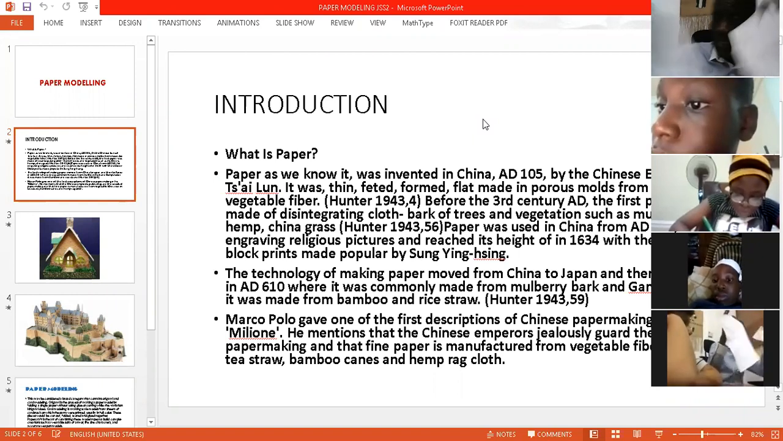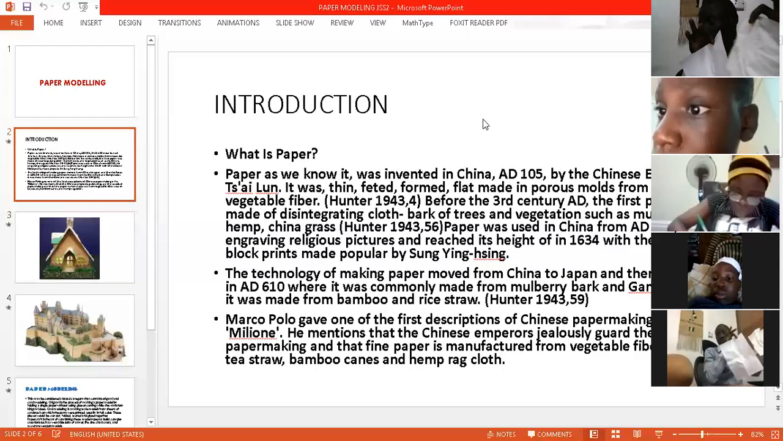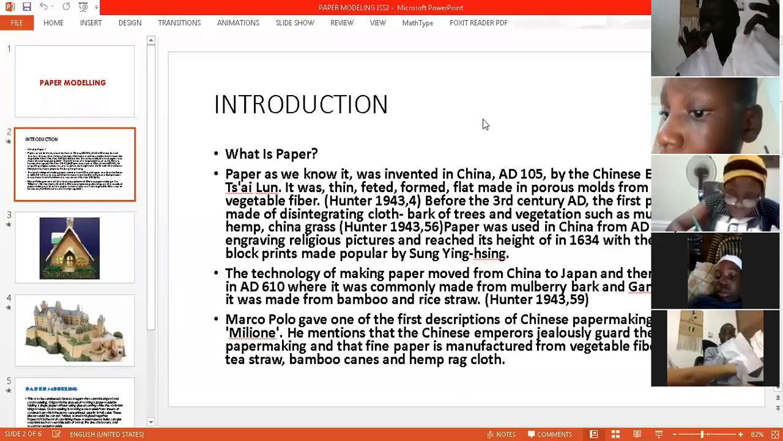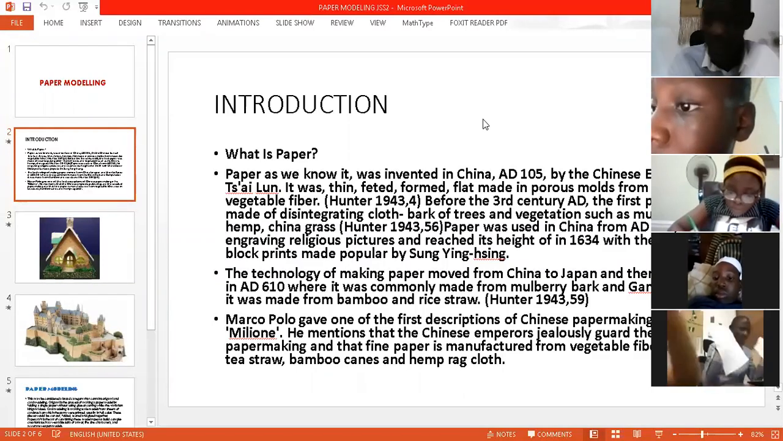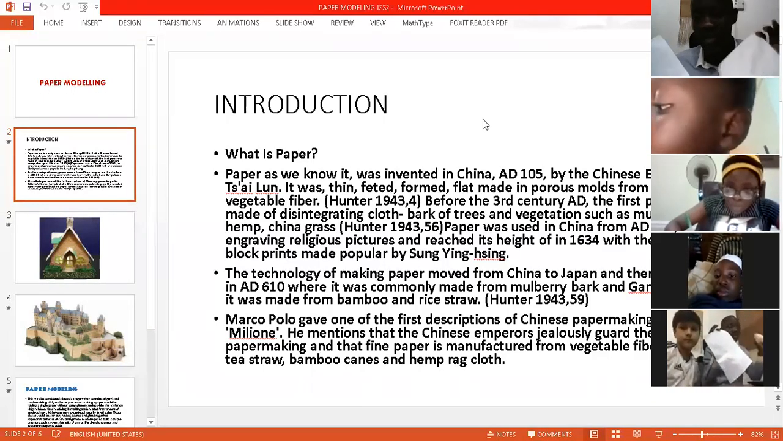I don't know if you are seeing it like that over there, but here, what do you see? Which of the papers is white? This one is white. Which one is cream? This one. You see, Abraham was able to differentiate because he is closer to the paper, the ones that are white and the ones that are not white.